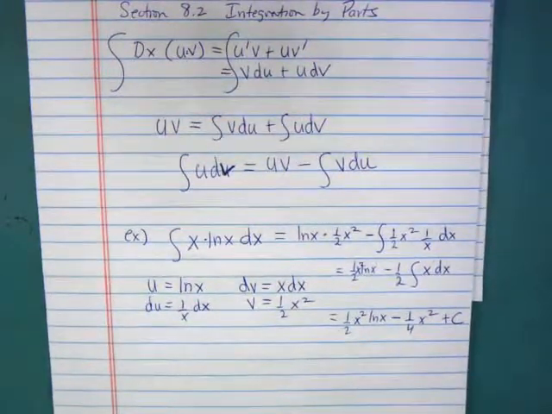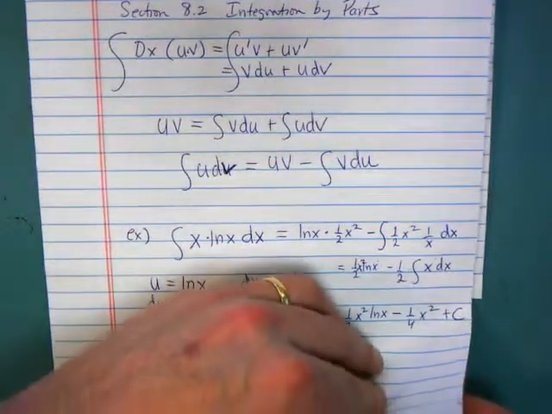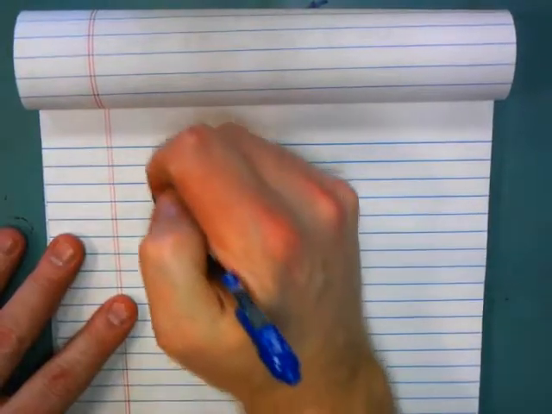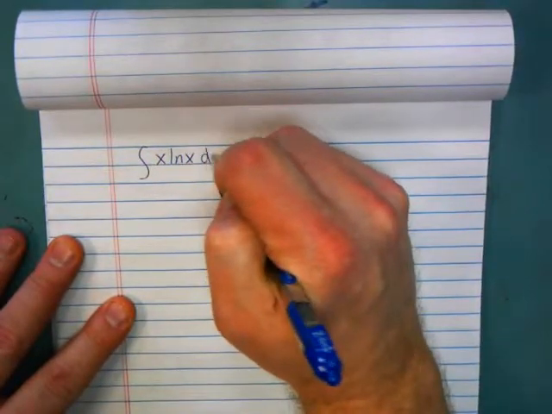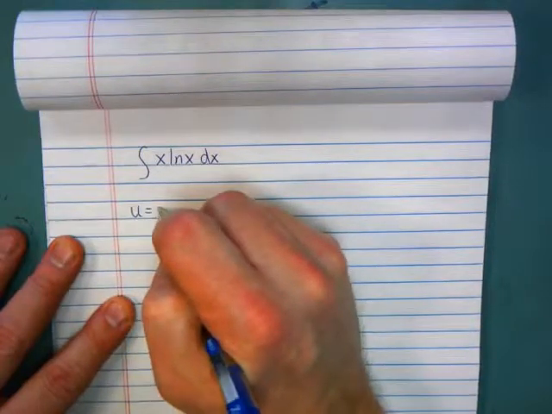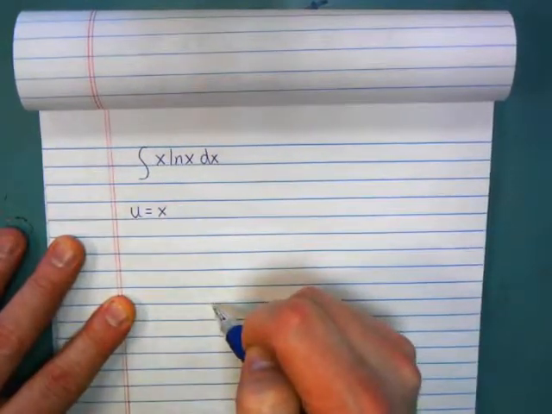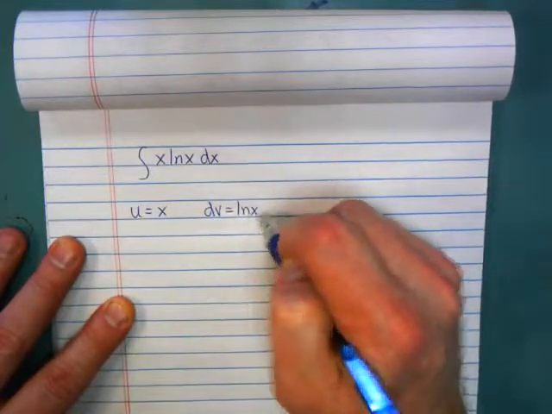If we chose u to be x, the x is just x, would you get an equivalent answer? Oh, I see what your question is. If you had chosen a different... What if we guessed the other way? Good question. Let's try it. Integral of x ln x dx. So this time you want to choose u to be x and dv to be ln x dx.